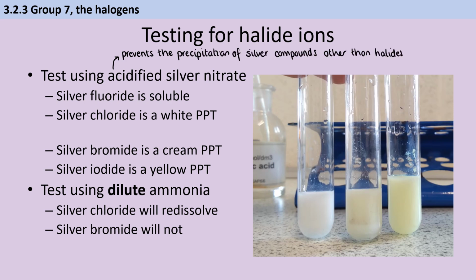When you add the silver nitrate, silver fluoride would be produced if you had fluoride ions, but this is soluble so there isn't an observable change, whereas silver chloride will produce a white precipitate, and you should be able to write an ionic equation for this, showing how the two soluble ions form together to make this insoluble precipitate. So silver chloride is a white precipitate, silver bromide is cream, and silver iodide is yellow.